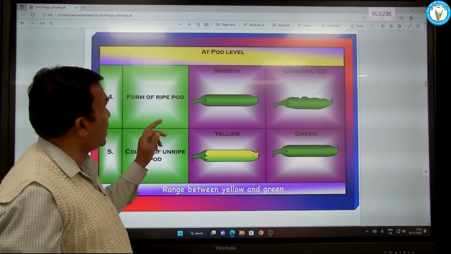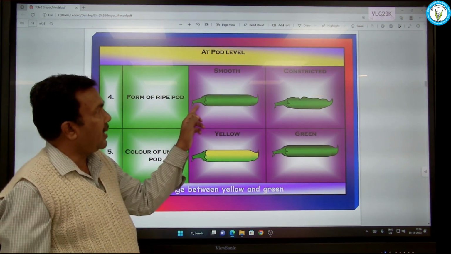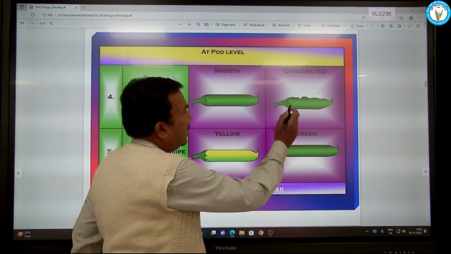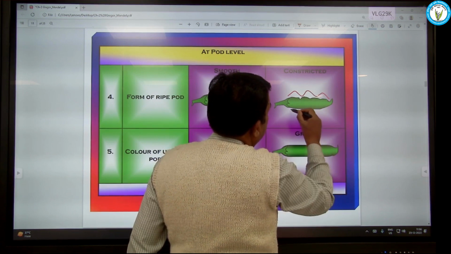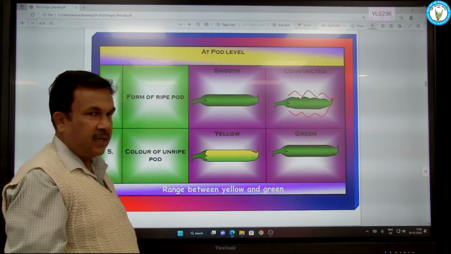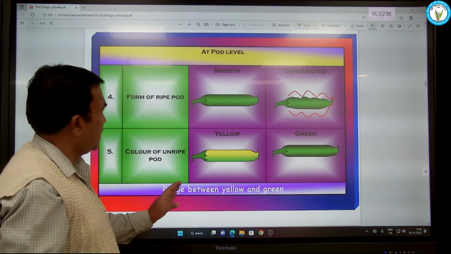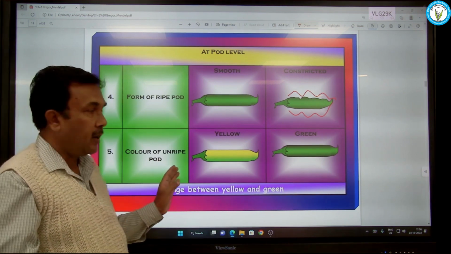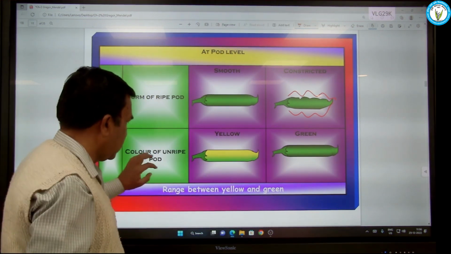2 characters he studied at pod level. First was the form of the ripe pod: smooth or constricted. Constricted means the pod has waves like this. Smooth was the dominant trait and constricted was the recessive trait. The fifth character he studied was the color of the unripe pod, whether the pod color was yellow or green.